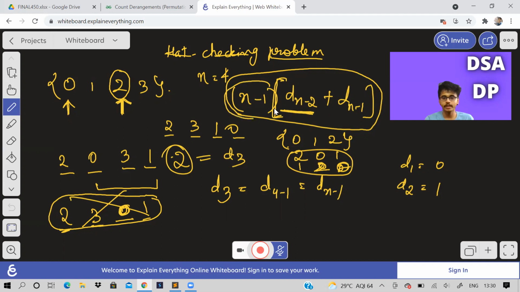See, n minus 1 ways are there to fill the first place. After that, there are 2 possibilities. Let us take any random i, and we will put i in the first place and the first place element in the ith place. We will fix those 2. Then for the remaining n minus 2 elements, we will find the number of derangements. Another case is that we won't put the first element in the ith place, but we will put the ith element here, in the first place. Remaining is n minus 1 elements. So d of n minus 1 we are finding.